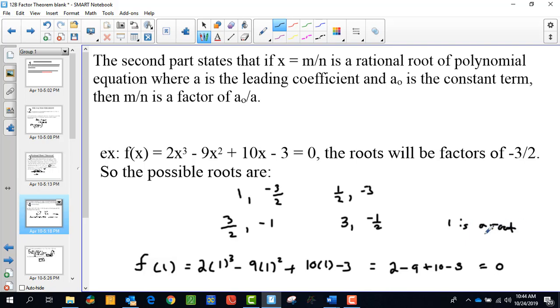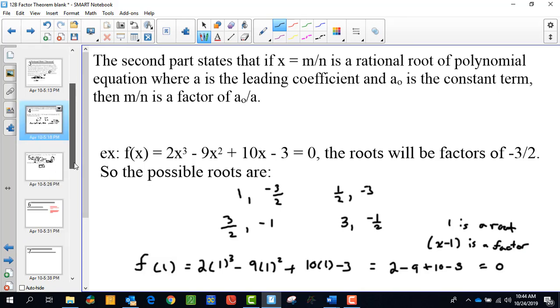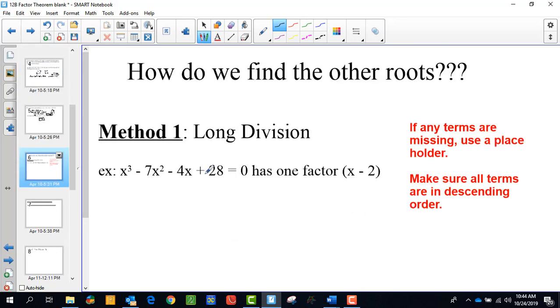Okay, and if 1 is a root, then x minus 1 is a factor. That's what it tells us. So that's the rational root theorem. Now, what does that then allow us to do? Well, what it allows us to do is find the other roots by long division. Okay, so how do you do that?